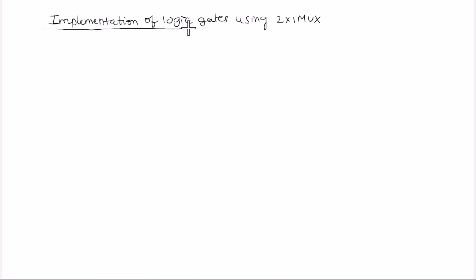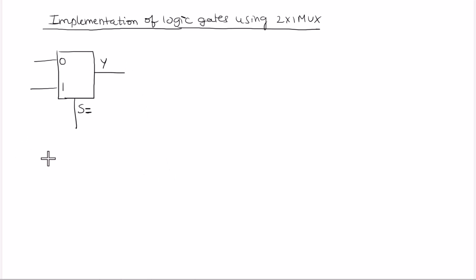Welcome back. In this episode, we will discuss the implementation of logic gates using a 2 to 1 MUX. We already know that the 2 to 1 MUX has two inputs and one output. One input is selected for 0 and the other input is selected for 1. The selection of inputs is based on the control line, or selection line S. Subsequently, you will get the output Y. So this is the basic logic diagram.